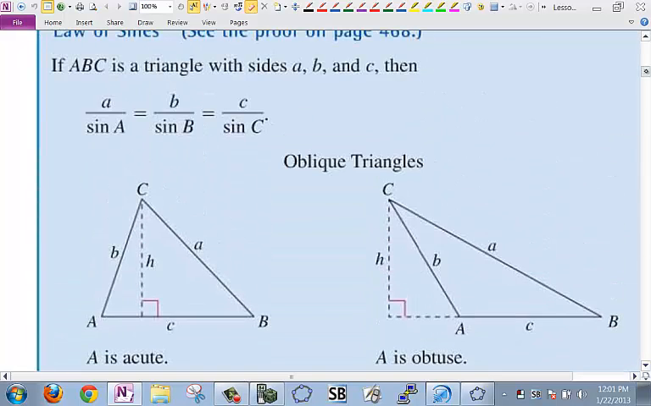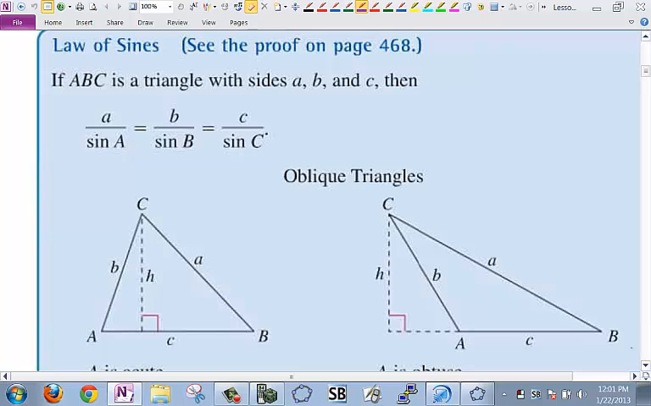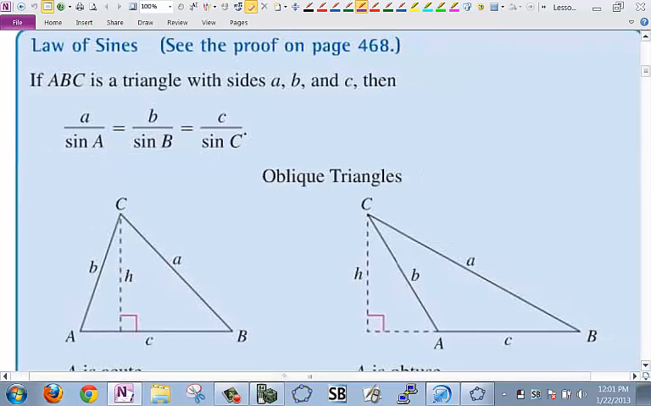Here's some more stuff to memorize. Law of signs. Yep, starting a new chapter.